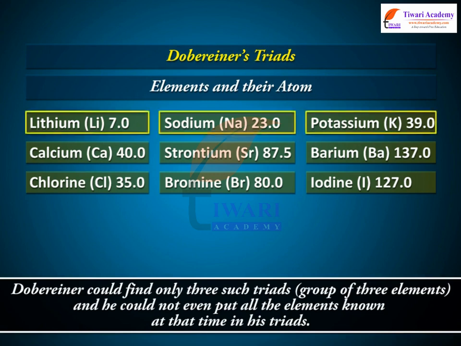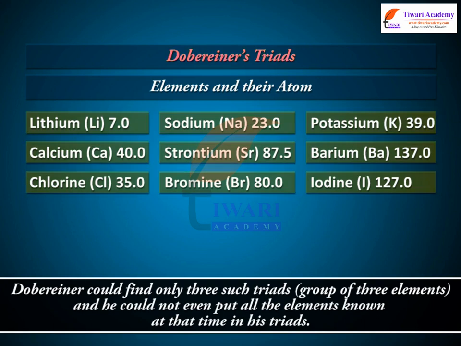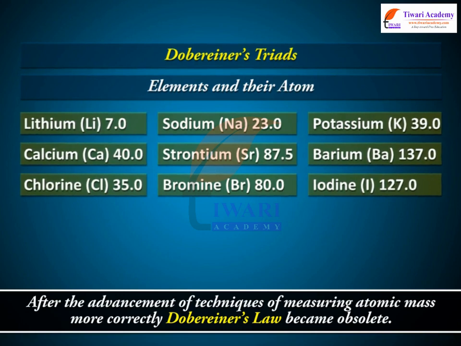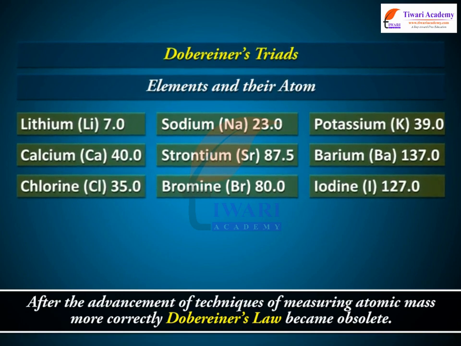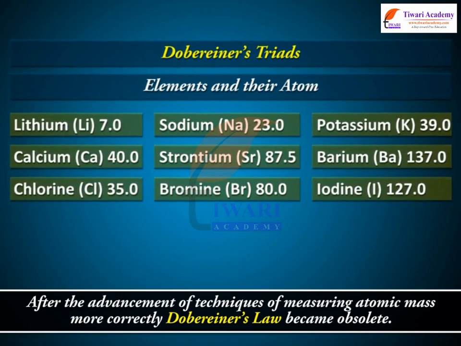Dobereiner could find only 3 such triads, groups of 3 elements, and he could not even put all the elements known at that time in his triads. After the advancement of techniques of measuring atomic mass more correctly, Dobereiner's law became obsolete.